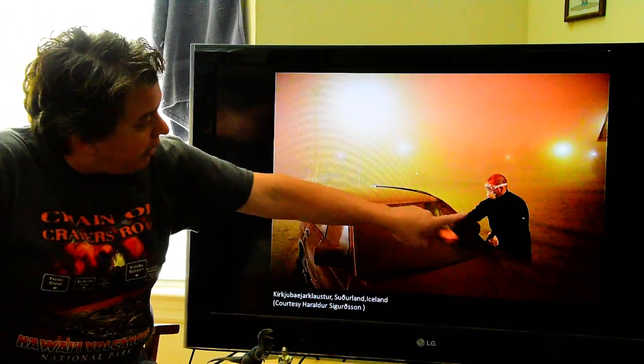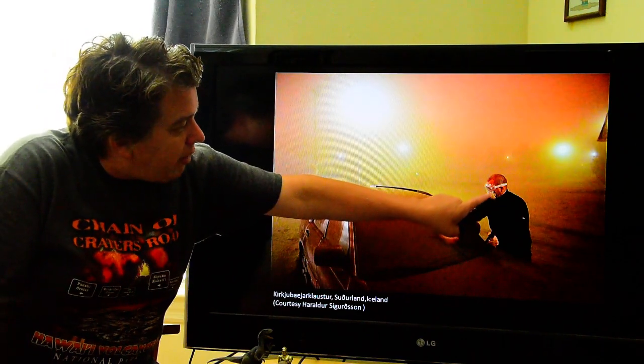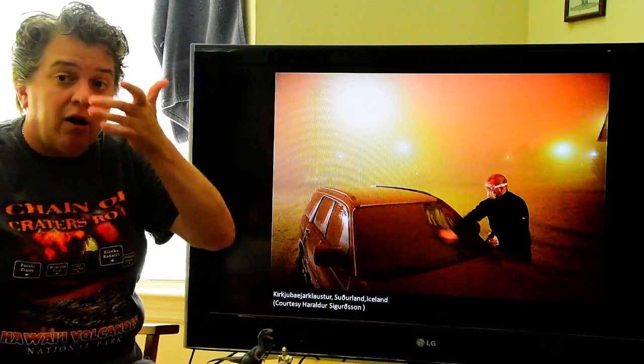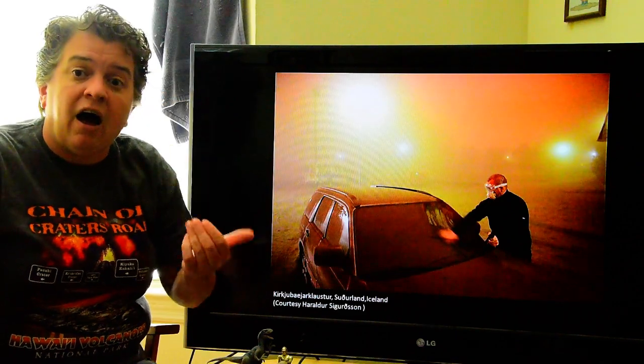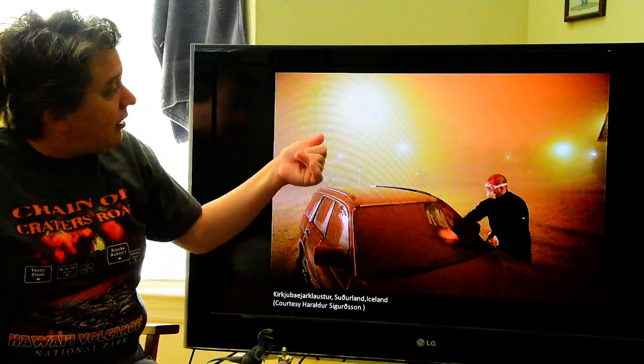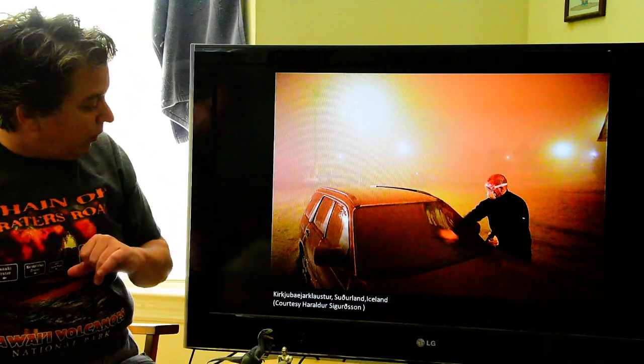And that's why this guy here, notice he has a dust mask and in fact goggles on, so he doesn't get the ash in his eyes as well. And by the way, that is daytime during a volcanic eruption.